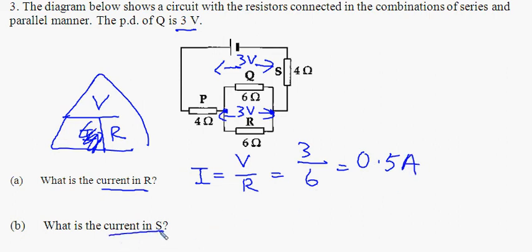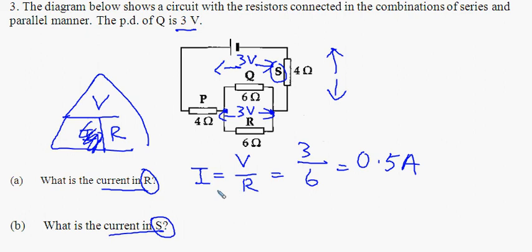What is the current in S? Okay, same method. I is equal to V over R. So in this case, my V is still 3. But is it 3? Okay, I think I made a mistake here. If you look carefully, this is not S. I was looking at Q, so by right I should be looking at S over here. Okay, so be careful about what you're looking for. This is S, this is R. So S is actually here.